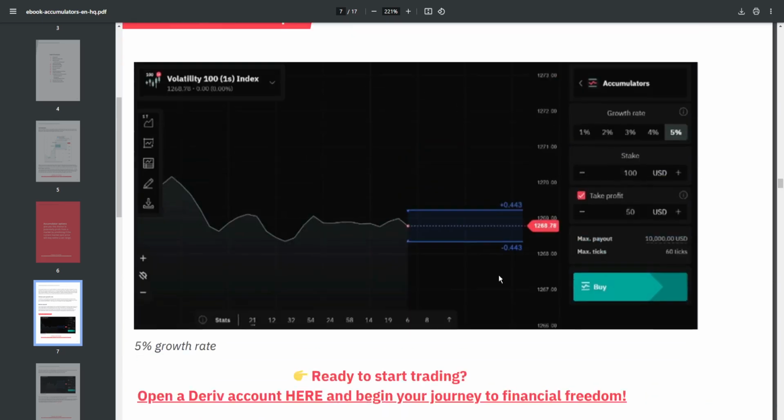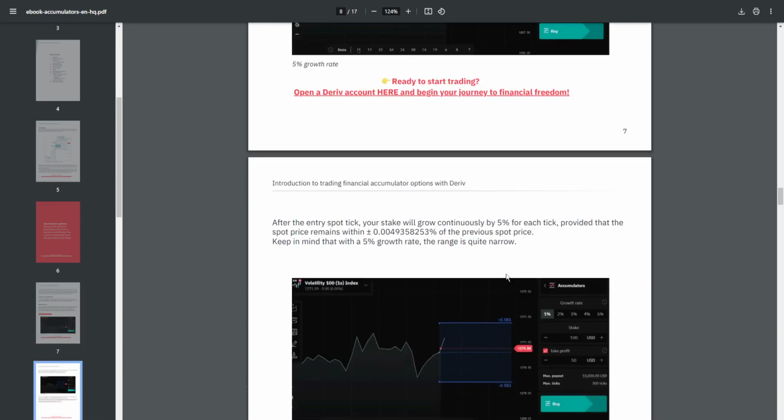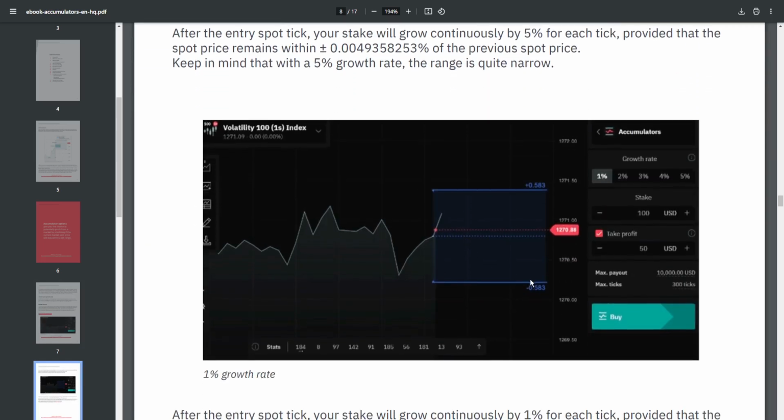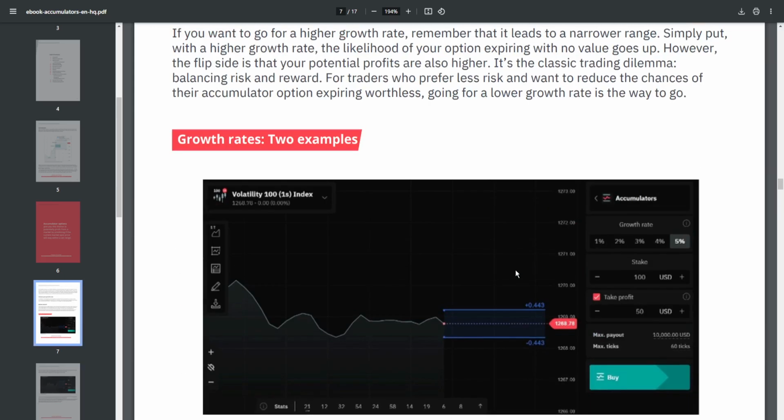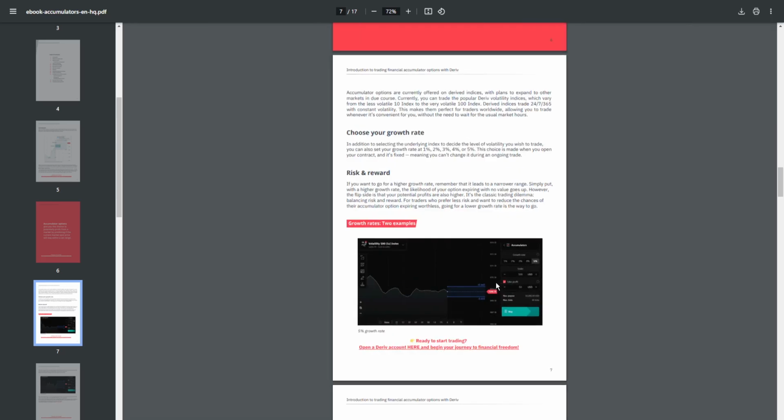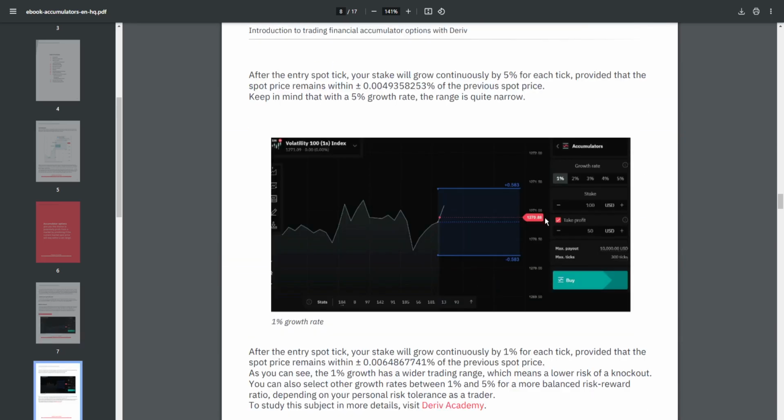Now, as we have the 5% growth rate, and we have the 1% growth rate. As you can see, in the 5% growth rate, the barriers are very narrow. And remember, in accumulators, once the barrier is hit, the trade is closed immediately and you experience a loss. All right. But if you use, let me zoom in, if you use a 1% growth rate, as you can see, the space between the barriers is very large. So you can hold your trade for longer and experience a larger profit. Okay. So that is the tricky part of accumulators.